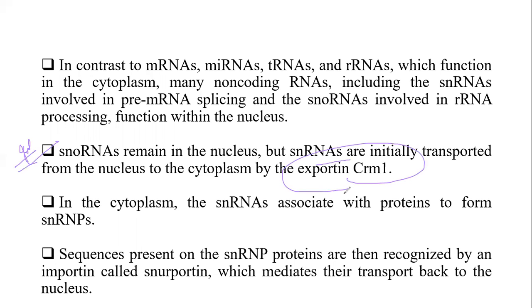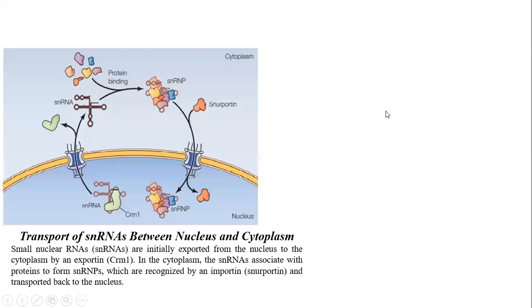Okay, now in the cytoplasm, the snRNAs associate with proteins to form the snRNPs, that is, small nuclear ribonucleoproteins. Sequences which are present on these proteins are then recognized by the importin called snurportin, which mediates their transport back to the nucleus. So once the work is done, it needs to come back. So that will mediate its transport back to the nucleus. See again, this is the transport of snRNAs between the nucleus and the cytoplasm.